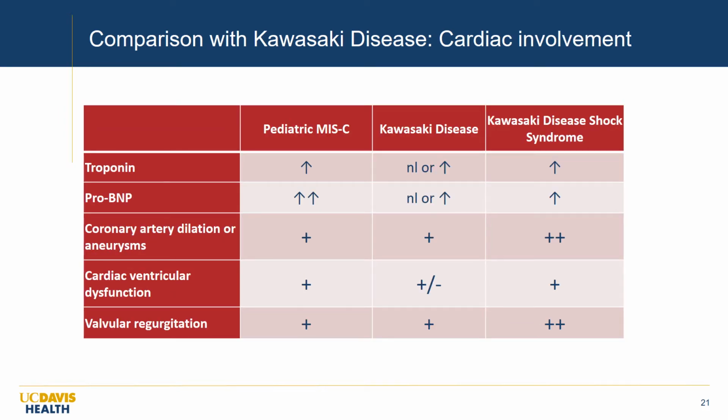When we look at the cardiac involvement, troponin can really be elevated in any of these scenarios. Interestingly, though, that very high BNP seems to be more typical of MIS-C. In all of these entities, there can be coronary artery dilation or frank aneurysms. The ventricular dysfunction seems to occur more commonly in MIS-C and Kawasaki disease shock syndrome, and less commonly in Kawasaki disease itself. And then valvular regurgitation can be seen in any of these entities.